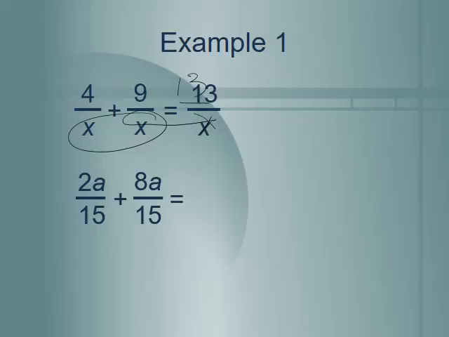Same with 2a and 8a, they're common, so you can add those and make 10a, and it's going to be over 15. And that can reduce to 2a over 3.